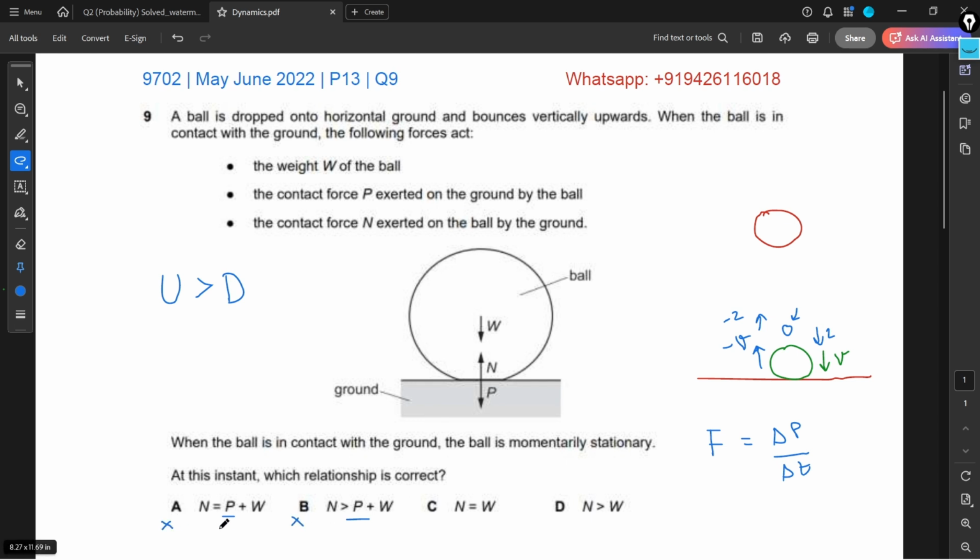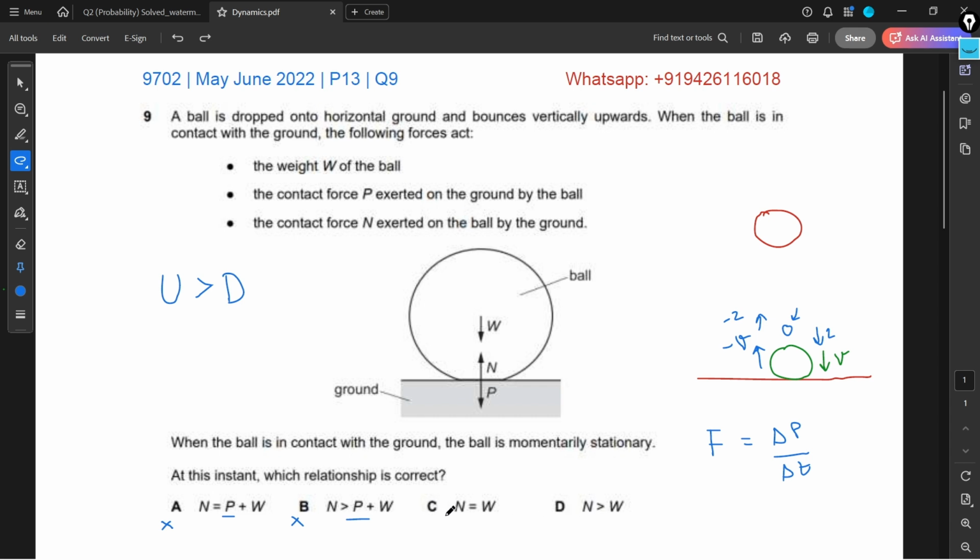What is the logic? See, our aim is to find out which are the forces acting on the ball that are causing the net upward acceleration. So because the force P has no impact on the ball, we can straight away reject options A and B. So now we are left with options C and D.